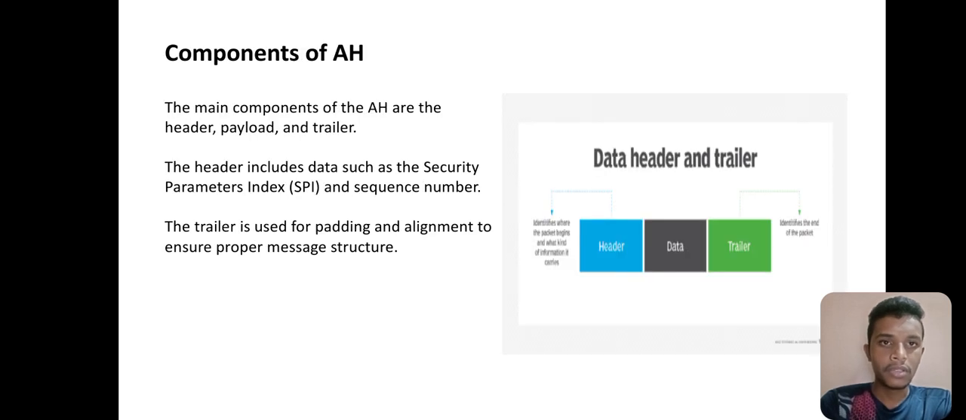And the components of the authentication header. The main components of the authentication header are the header, payload, and the trailer. The header includes data such as the security parameters index and sequence number. The trailer is used for padding and alignment to ensure proper message structure.